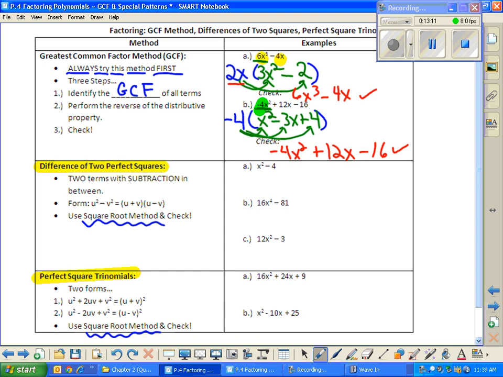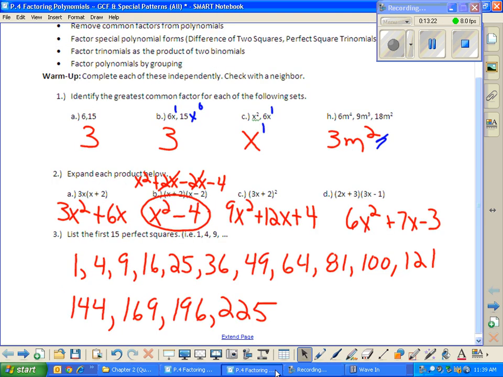John? Yeah, perfect squares. Very good. You can't do the square root method unless you have perfect squares hanging out in your problem. And if you forgot what perfect squares are, well, you already listed out 15 of them in your warm-up today. So your eyeballs, how do you know? Remember I said that's our big idea, not just the method, but how do you know when to use the method?